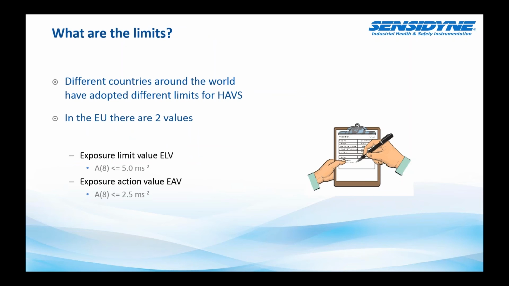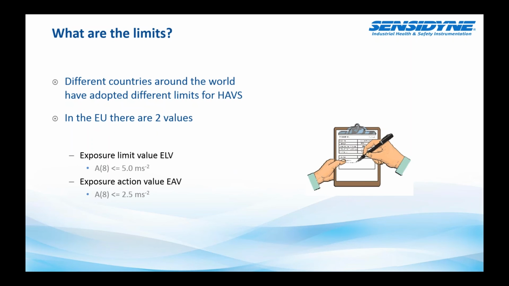So around the world there are various limits, but particularly in the European Union, they talk about 2 values. They talk about an exposure limit value, an ELV, which is a calculated 8-hour average vector sum of less than 5 meters per second squared. The second value that we talk about is the exposure action value, and that's a lower level. That's a level of 2.5 meters per second squared. So this is a little bit like the action level in the noise work that we do and the permitted exposure level that we have as the limit for our noise exposures in the workplace.